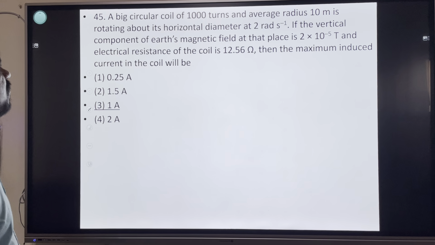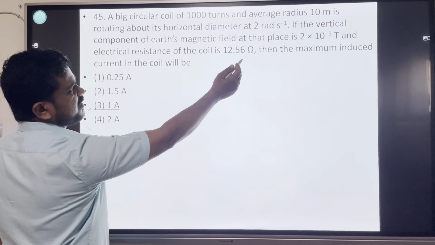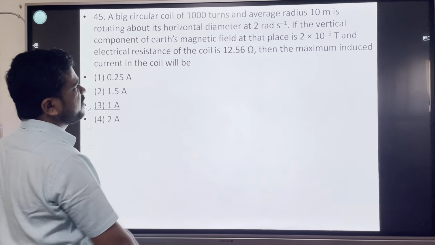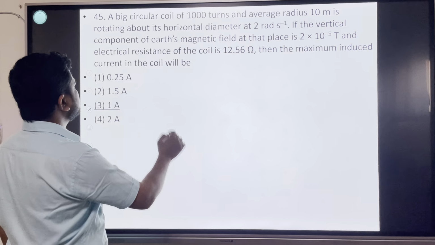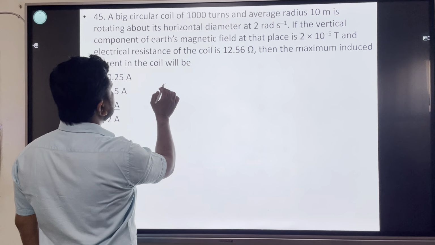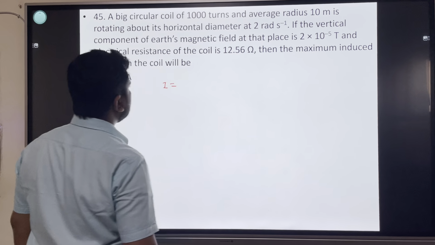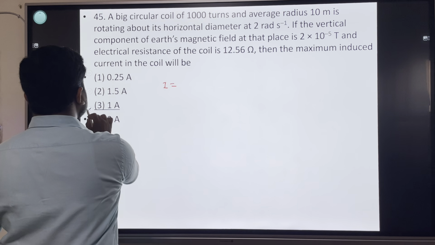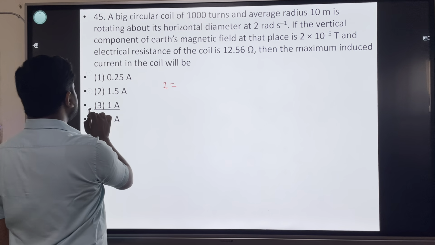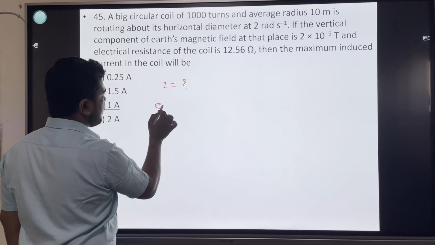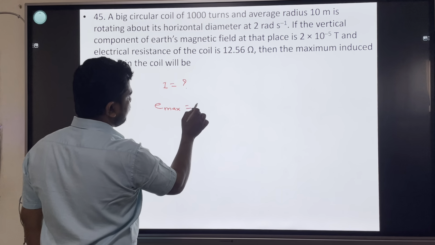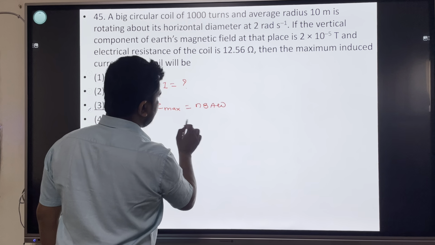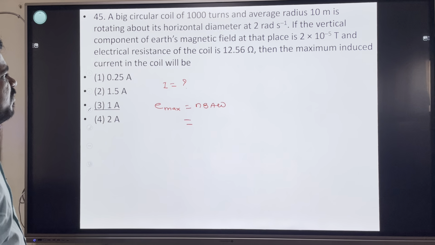A big circular coil of 1000 turns and average radius of 10 meter is rotating about its horizontal diameter at 2 radian per second. If the vertical component of Earth's magnetic field at the place is 2 into 10 raised to minus 5 Tesla and electrical resistance is given as 12.56, then the maximum induced current I in the coil will be. We need maximum current. The formula for maximum EMF is NBA omega.